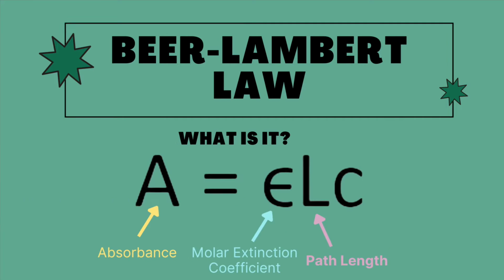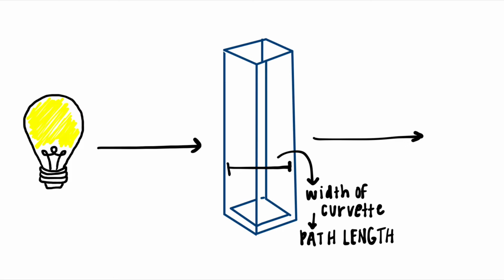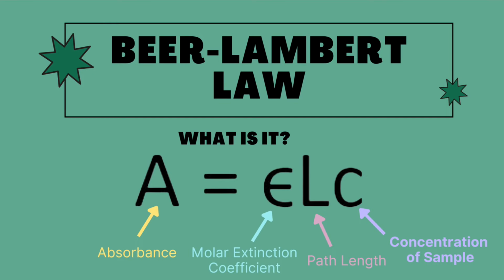The second variable is L, which is the length of the path that light must travel through the solution, and it's measured in centimeters. This can be found by measuring the width of the cuvette. The longer the path length, the more molecules that are in the path of the beam of radiation, therefore the absorbance goes up, and absorbance is directly proportional to the path length of the sample. The third variable is the concentration of the solution, which is also known as molarity. This can be found by figuring out the moles of solute in the solution per liter of solution.